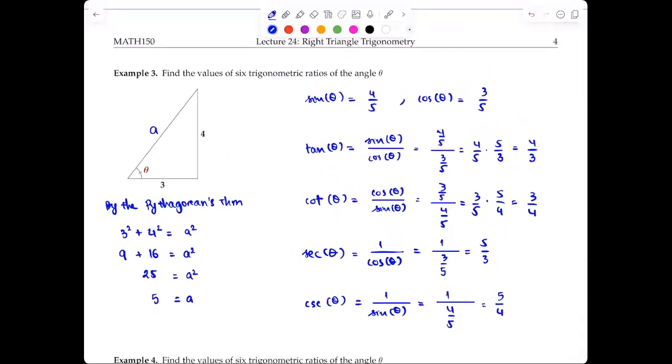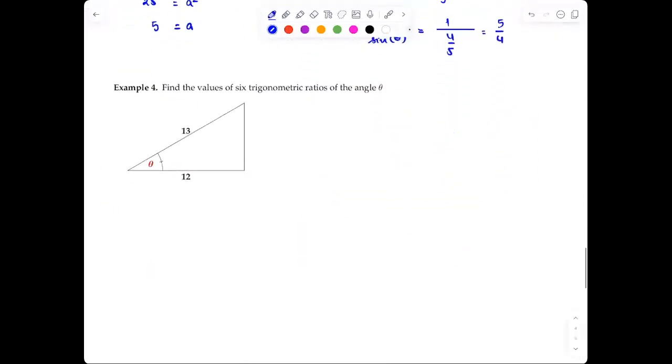If you notice from all the calculations that we have done so far, tangent and cotangent values are reciprocals of one another. Okay. So secant is 1 over cosine, so remember that, and cosecant is 1 over sine. Okay. Good? Cool. All right, so we have one last example here.